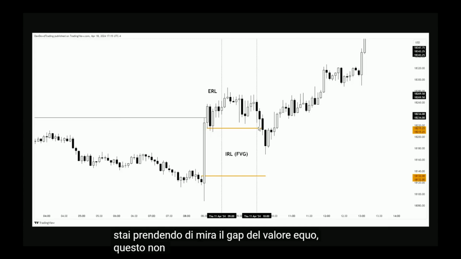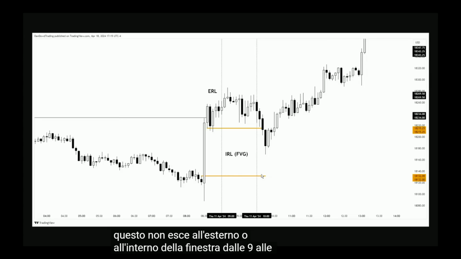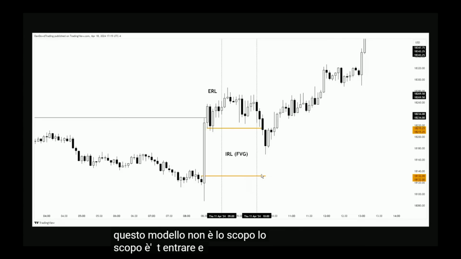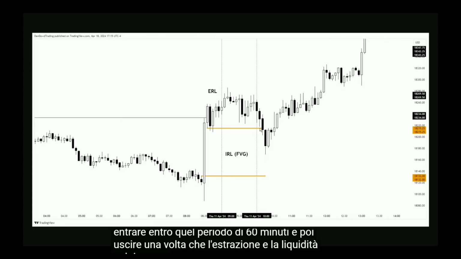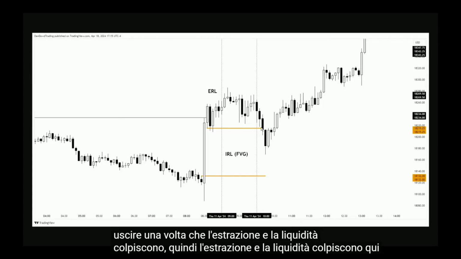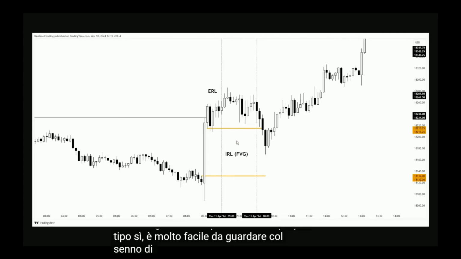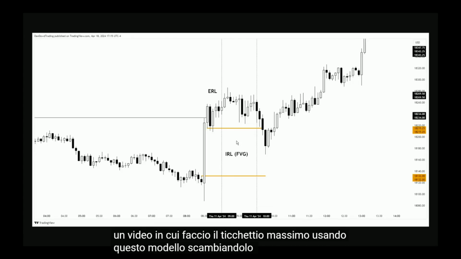Again, this one is not exiting outside or inside the window of 9 to 10 o'clock. Within this model, that's not the purpose. The purpose isn't to get in and out within that 1 hour period. The purpose is to get in within that 60-minute period, and then you get out once the draw on liquidity hits. So the draw on liquidity hits here. And I know looking at this, it just seems like that's very easy to look at in hindsight. I'm literally going to show you guys a video of me top ticking using this model, trading it live.